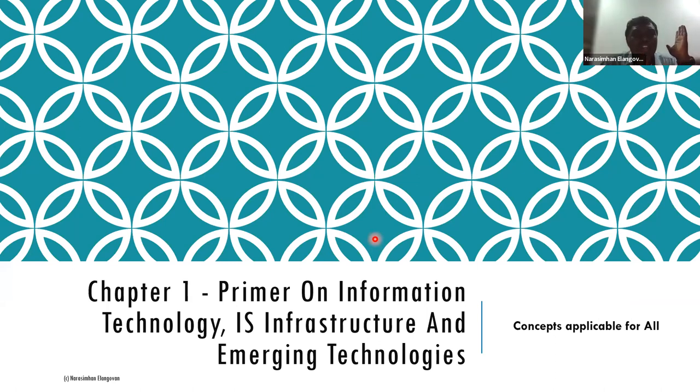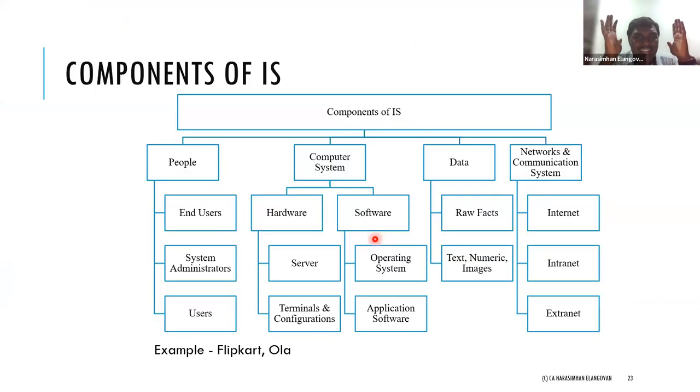Any system you look into, my dear friends, this is the underlying categorization of a system. It has people, you and I, as end users, the ultimate user of that, the system administrators, developers, or could have simple users, say for example, accounts department, right? All of those are components. Look from a computer system perspective, you have hardware and software.